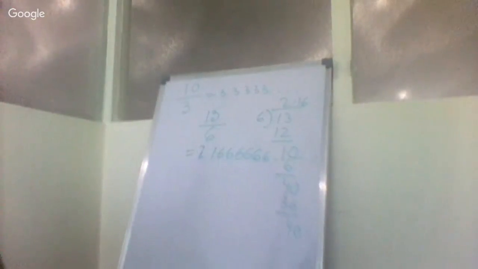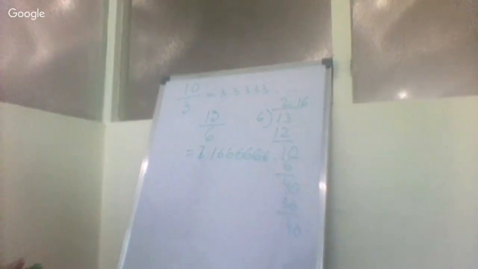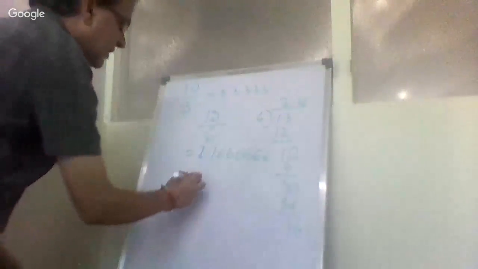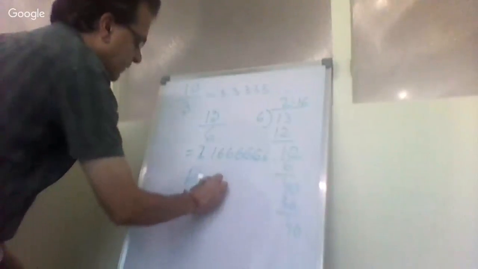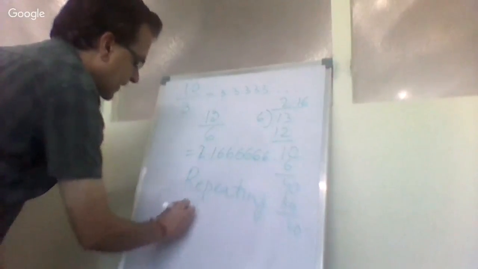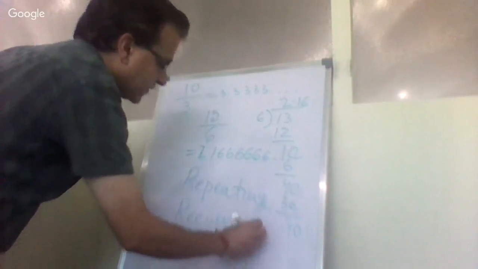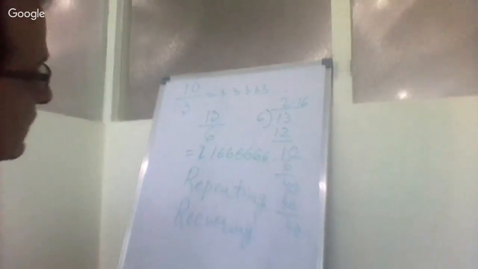Because it is repeating, and for the word repeating we use one more word. It is called recurring. Either we use the word repeating, or we use the word recurring. So this is the second type of decimal representation of a fractional number, that is, non-terminating but repeating. The previous one was terminating, after certain places of decimal.